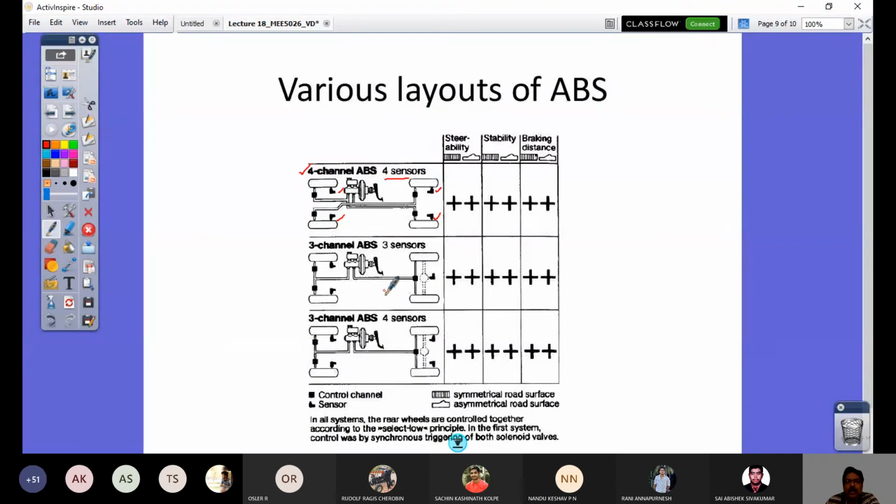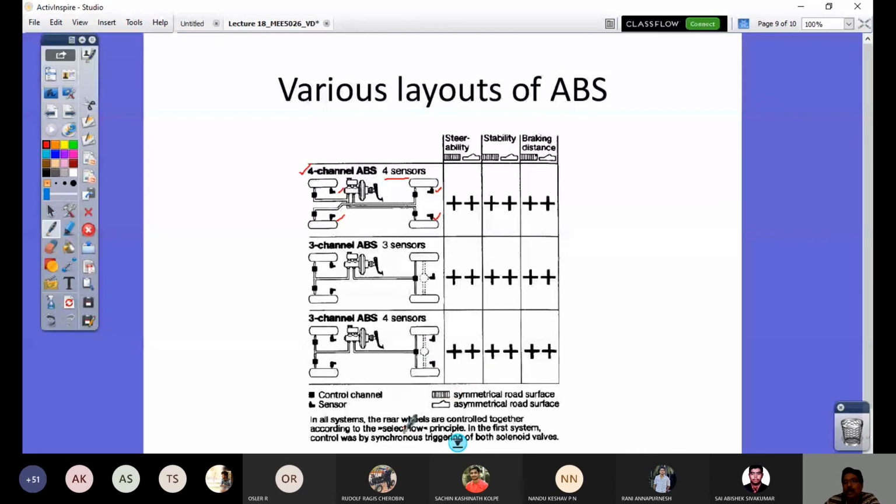Similarly, you see here a 3 channel ABS with 4 sensors. So you can have 3 channels but 4 wheels here. Of course you can have an average value, or you can have independent sensors but only one control. These two pressures are going to be controlled by this. But why then can you have 2 sensors, you may ask. That's where there are some schemes that come in, the select low principle or select high principle.